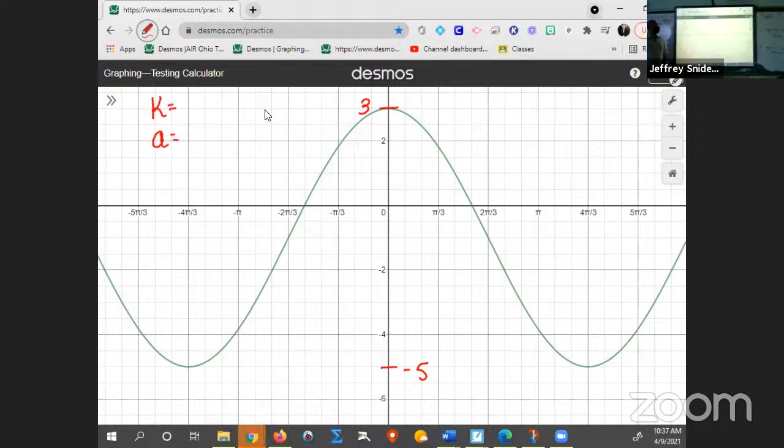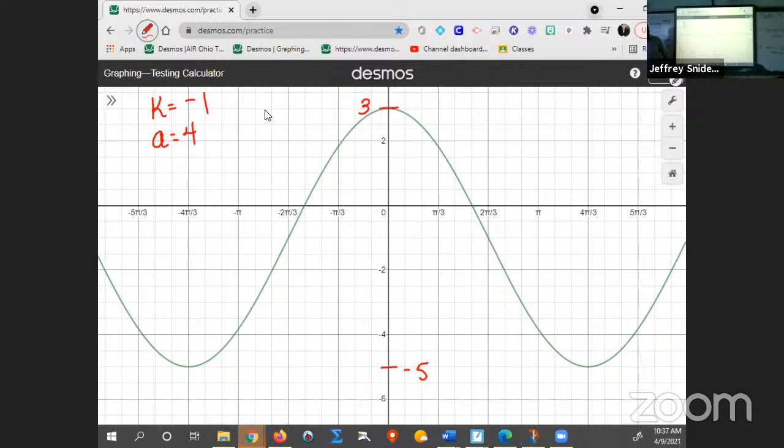So who can tell me what K is on this problem? -1, great. Yep. 3 plus -5 is -2. Divide by 2 is -1. Boom. Okay. Then the amplitude is 4. All right. So those two values. Now, just so you remember, the amplitude is 4.